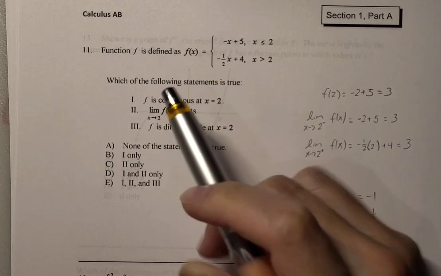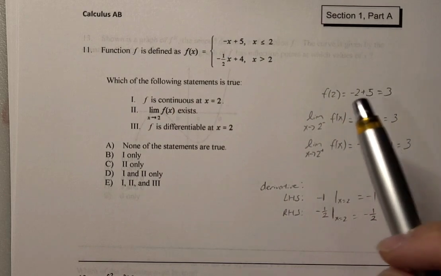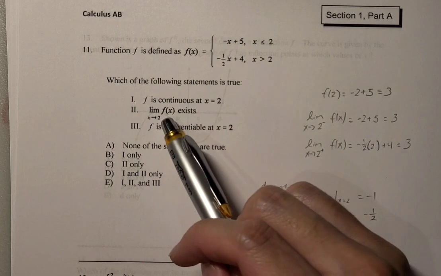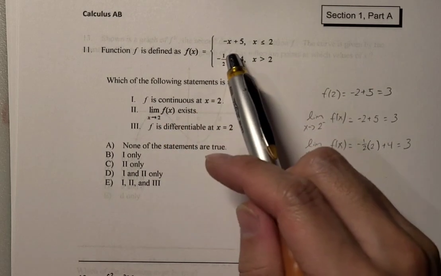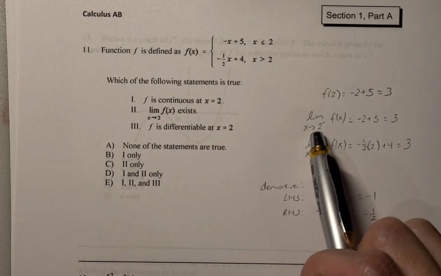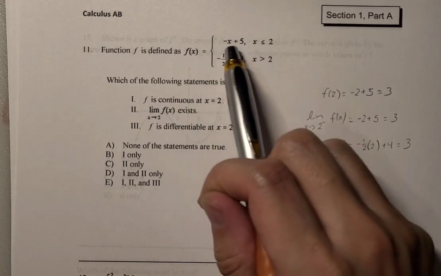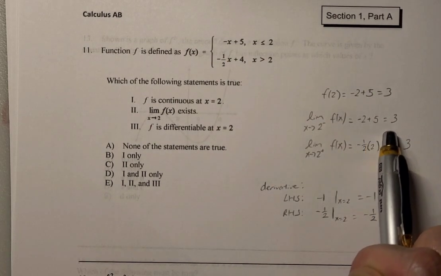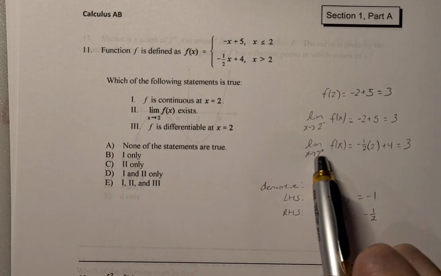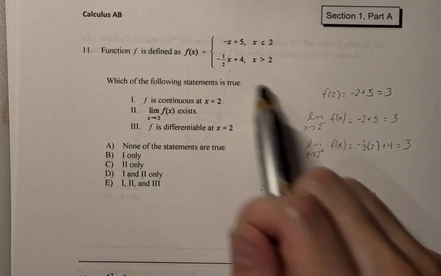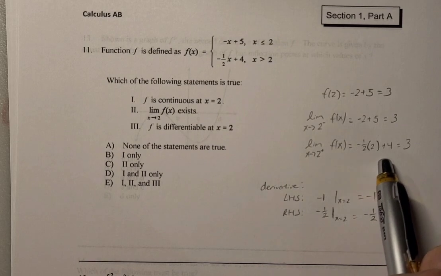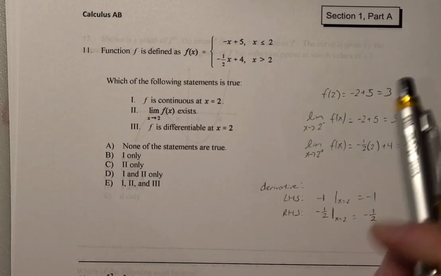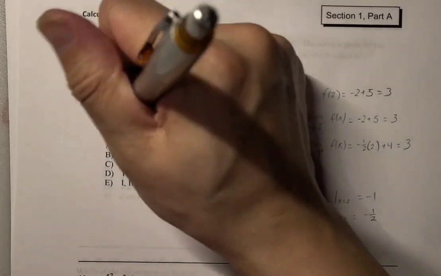Okay, so yeah, I did it over here. So let's find if this limit exists. So since it's piecewise, we have to find the limit from the left and from the right. So the limit from the left would be, we use this branch, so it'll be negative 2 plus 5, which is 3. And the limit from the right would be, we use this branch, so it'll be negative half times 2 plus 4, which is 3. Okay, limit from the left equals limit from the right, limit exists, so 2 is good.